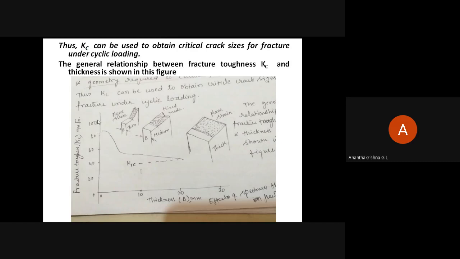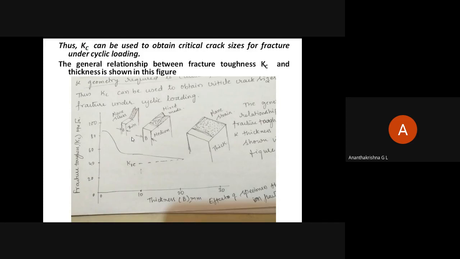So please note down this sketch in your notebook. This is thin section, this is medium, and this is thick member. This is plane stress, this is plane strain, this is mixed mode. Okay, and you have to draw the slope compulsorily. Without the slope, it is not correct. Higher slope, lesser slope, and no slope here.